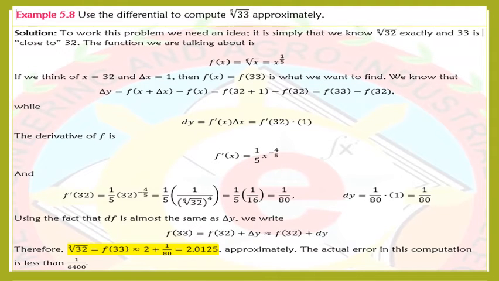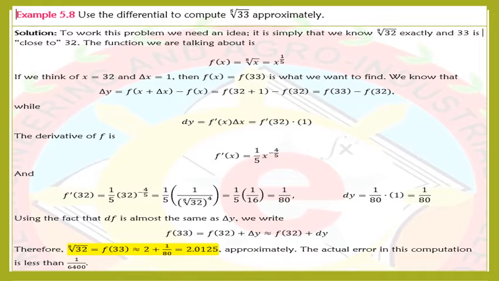So in this example, use the differential to compute the fifth root of 33 approximately. To work this problem class, we need an idea. So it is simply that we know the fifth root of 32 is exactly 2, and 33 is close to 32, di ba? Kasi alam natin na yung fifth root of 32 is 2. 2 to the power of 5 is 32, di ba? So, since si 33 na close siya kay 32, kailangan natin yung idea na yun.